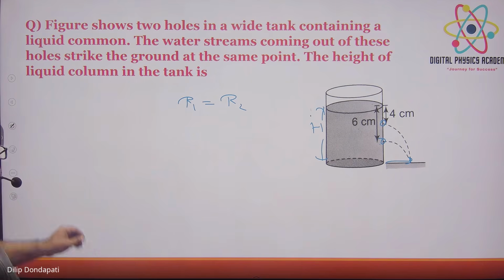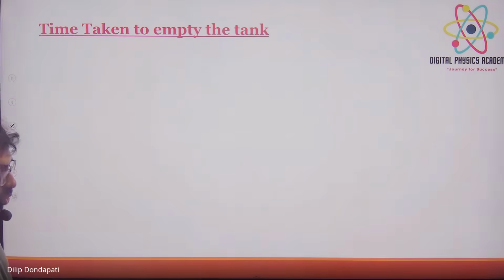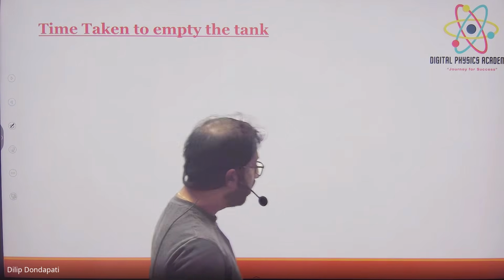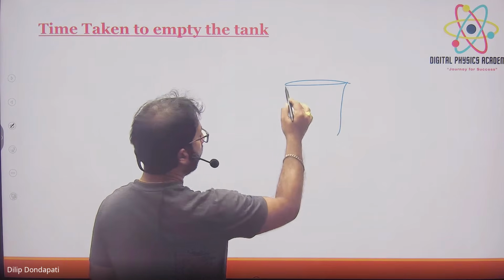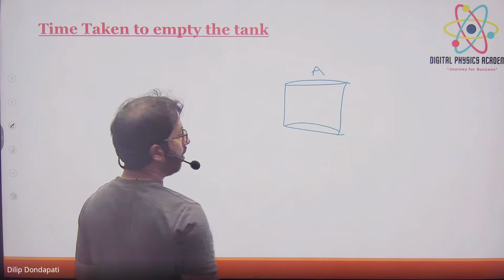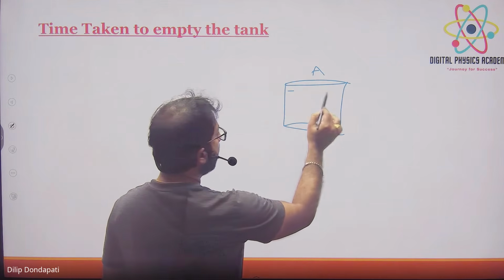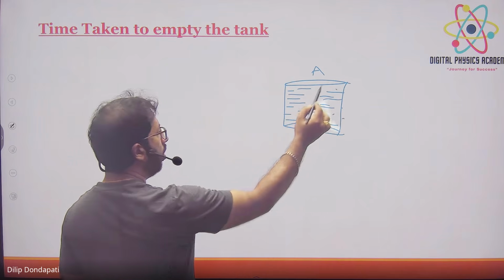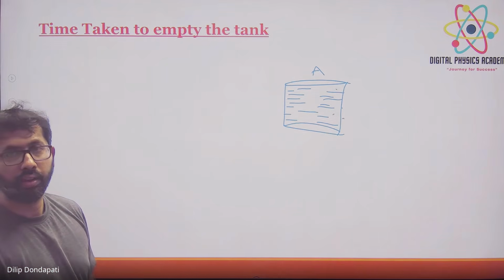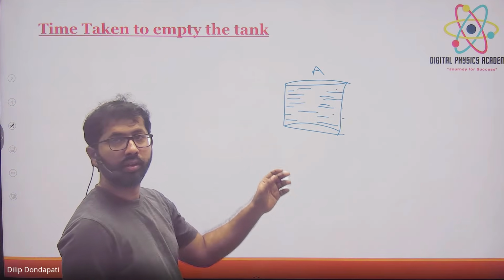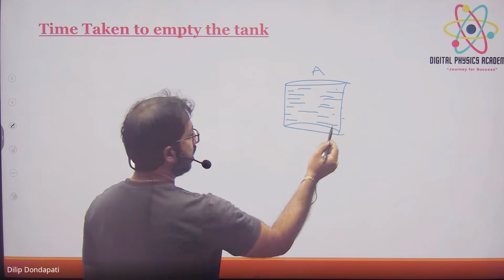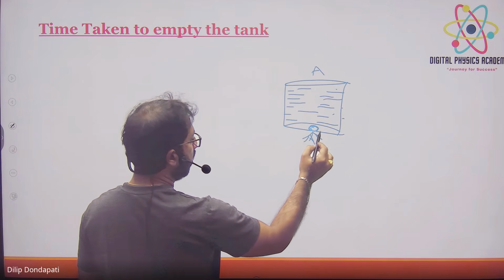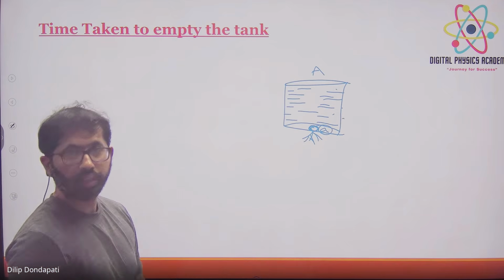Next, time taken to empty the tank. This is also important. This is the last topic to understand. Time taken to empty the tank. Suppose you have a container whose area is capital A. To empty the water, where should that hole be, tell me? Where should the hole be to empty the tank? At the side or the bottom? Anywhere? How would the water remain? It should be at the bottom, with area small a. Then only it can be emptied.